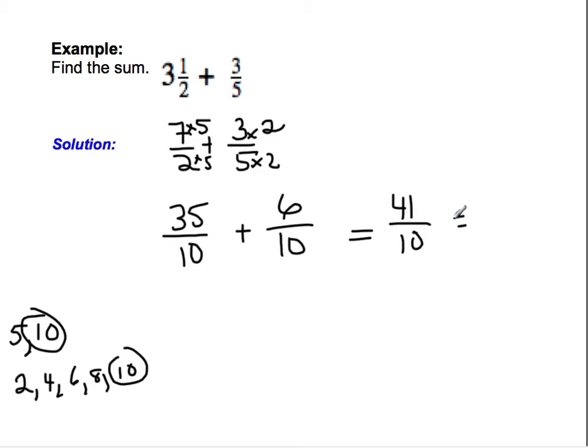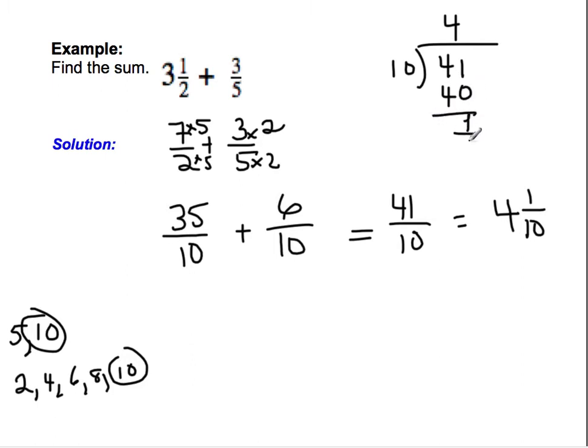And then again, if you want to, you can go 4 and 1/10. Just for practice, 10 goes into 41. Just as a review, 4 times 10 is 40, and you have that 1 left over. So 4 whole pizzas and 1 out of the 10 that's left over.